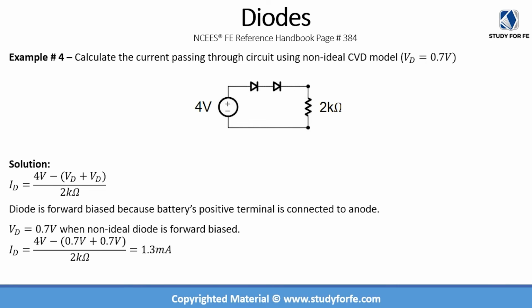When we have 2 diodes in series and they're forward biased, their voltage drops will add up, because now you have this small battery of 0.7 volt and this small battery of 0.7 volt. The external voltage is quite big, so the overall battery will simply be 4 volts minus 0.7 plus 0.7 volts. You will just substitute that in this equation and you'll find that the diode current is even lower now. It is 1.3 milliamps.